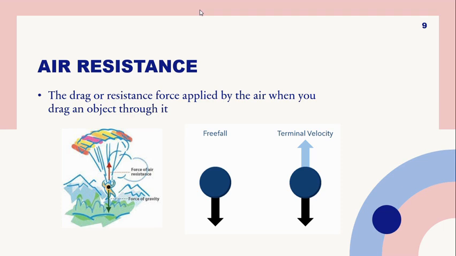Now let's talk about air resistance. And the notation for this one is F sub air. Air resistance is the drag or resistance force applied by the air when you drag an object through it. We've already talked about this a little in the kinematics video while discussing freefall and terminal velocity. Freefall is when an object is moving through the air and it has no air resistance acting upon it. And terminal velocity is when the air resistance force acting upon an object is equal in magnitude but opposite in direction to the gravitational force acting upon that same object.